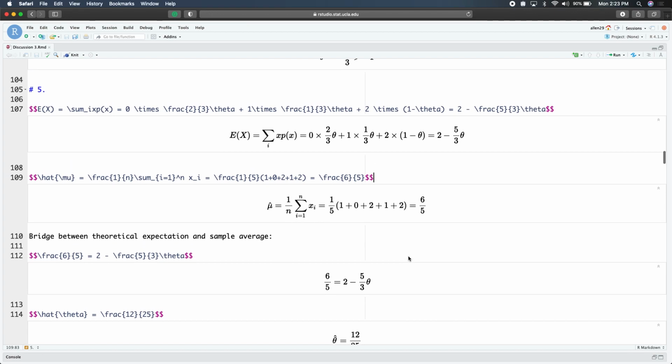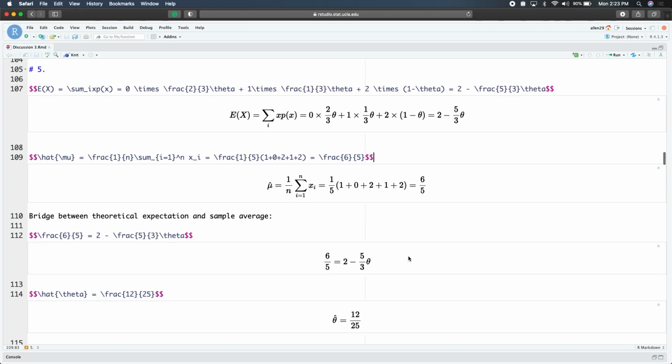So for 4 and 5, it's just using the method of moments. We first construct the theoretical expectation in closed form, and then we find the sample average from the observed data, let them equal, and then we solve for the parameter of the distribution.